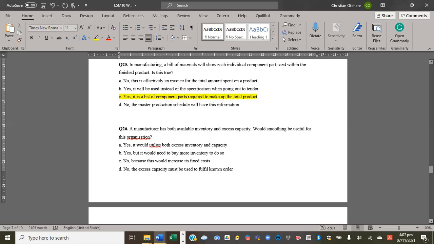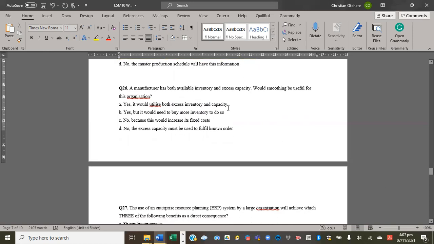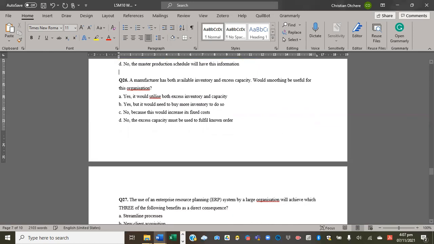Then question 26. Okay, I think it's clear here. There's no overlap. So question 26. A manufacturer has both available inventory and excess capacity. Would smoothing be useful for this organization? So smoothing, you remember the exponential smoothing technique.